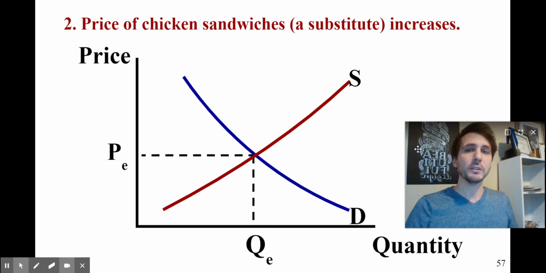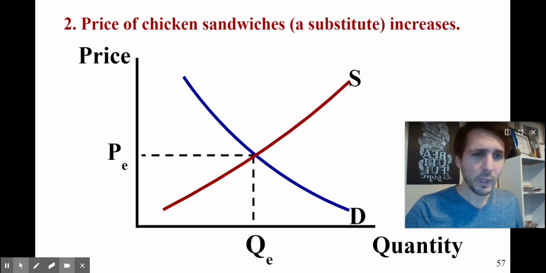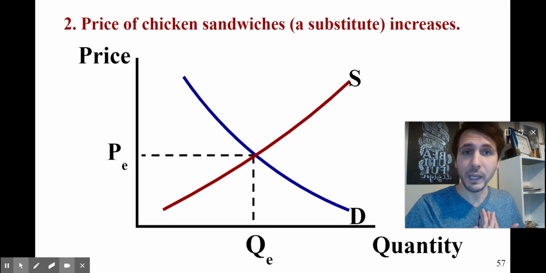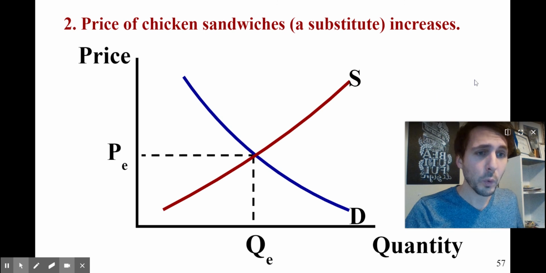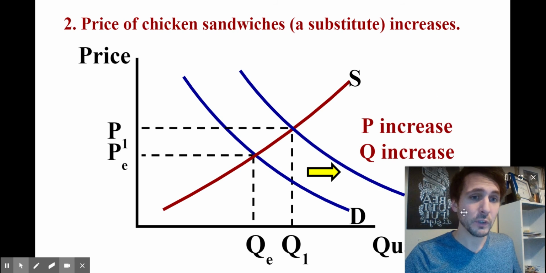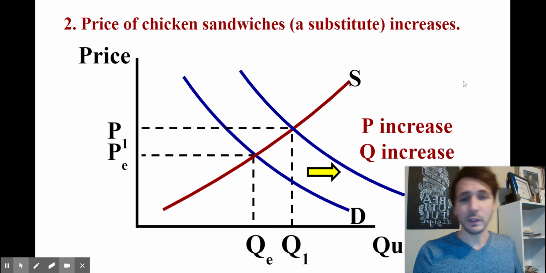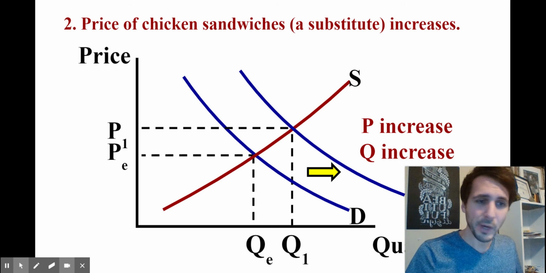Okay, let's say the price of chicken sandwiches, which is a substitute of hamburgers, increases. If chicken sandwiches are more expensive, are people going to demand more or less of hamburgers if they're substitutes? Of course, they're going to demand more. So demand will shift to the right. The price will increase. The quantity will increase. You know how this works.